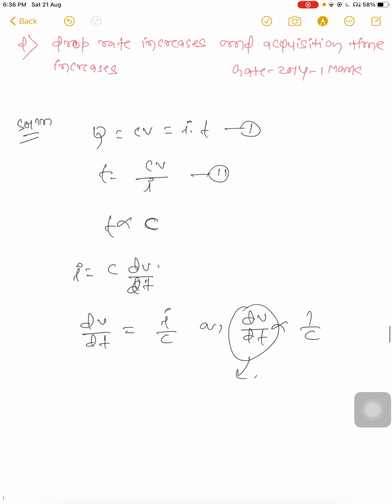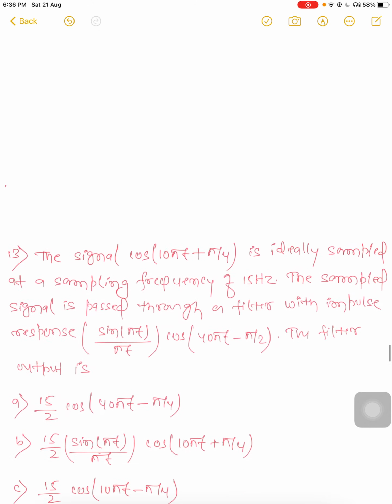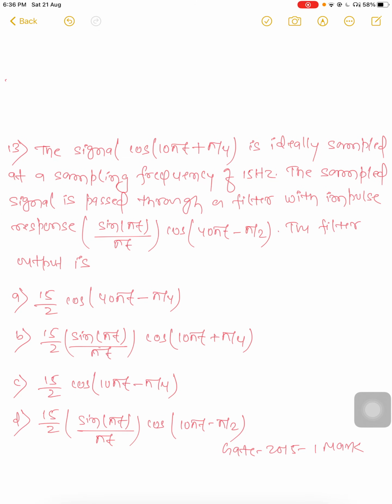One thing to remember: this one, dV by dt, is the drop rate, and this one, T, is the acquisition time. Always remember. Now comes the next question.